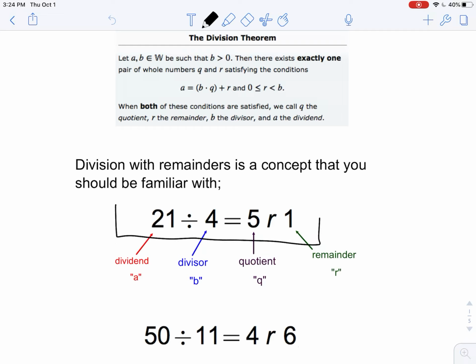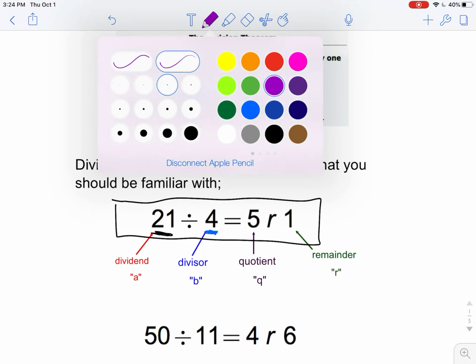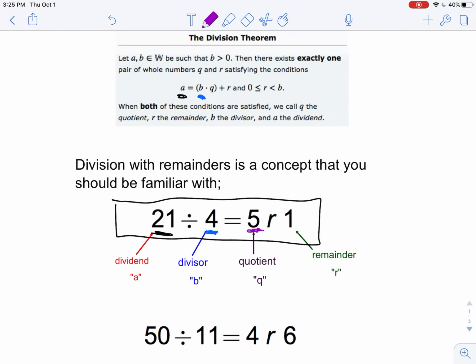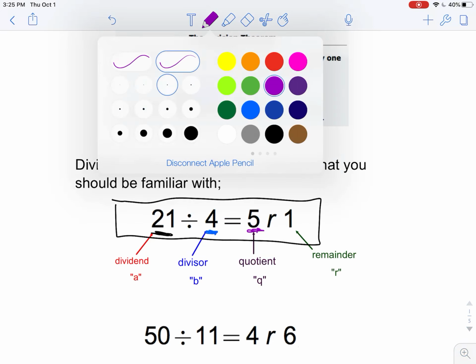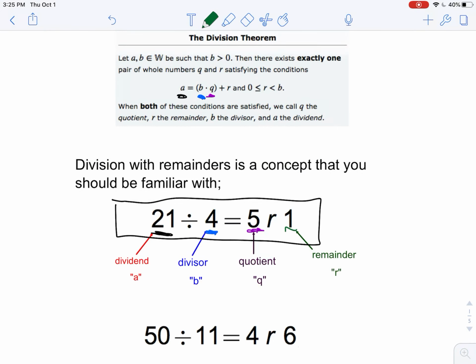That is to say, if I had 21 divided by 4 equals 5 remainder of 1, you probably did some math problems that looked like that back in elementary school. We're going to call the dividend, this number right here, a in this formula, while the divisor, this value right here, is going to be the b. And then our quotient, let's make it a nice purple there. This is our quotient, as you can see, and then, of course, our remainder.